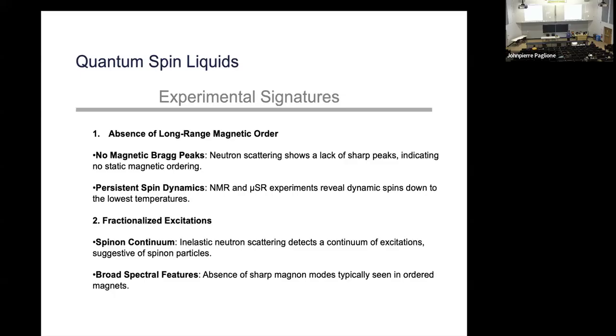Then you have the fractional excitations, which I mentioned: you're going to have this continuum of spinons. So rather than having a very well-known dispersion associated with one band at a particular energy, you're going to have a continuum of excitations, which can actually be seen in inelastic neutron measurements.